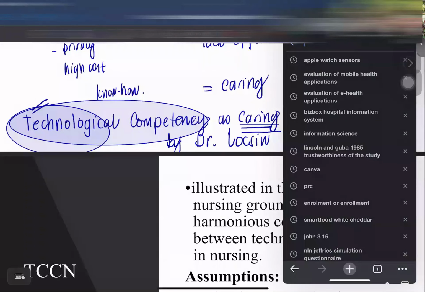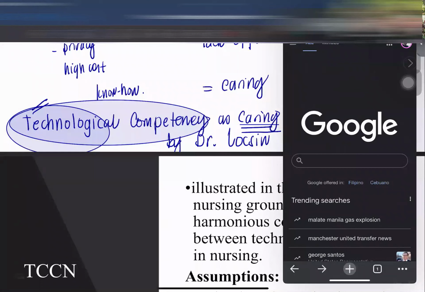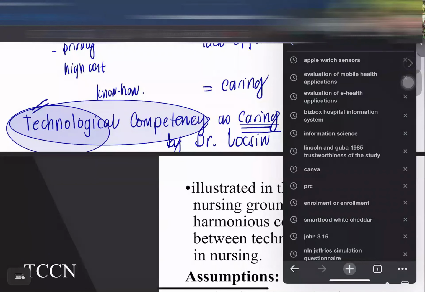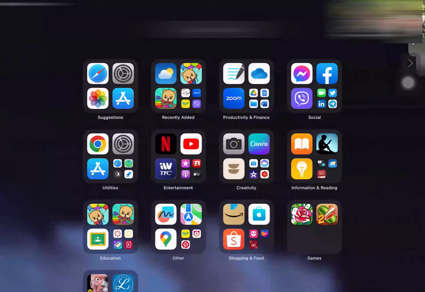Now, let's say for example that we will be talking about cardiac monitors. Allow me, are you familiar guys with cardiac monitors? Who among you have seen cardiac monitors on the field? Is there anybody who has seen cardiac monitors here, my dear students?